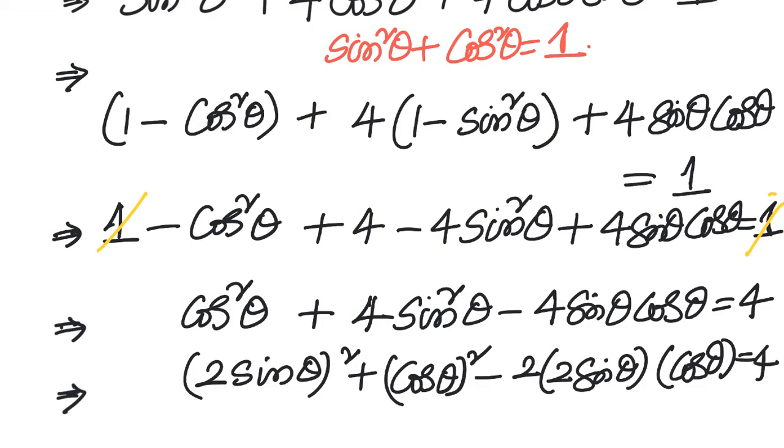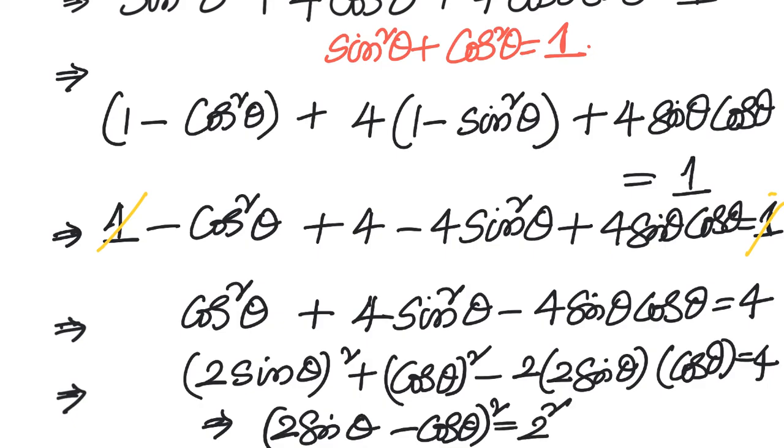That means in the next step we can write down (2 sin theta minus cos theta) whole square equals 2 square. Let us take the square root on both sides. We will get the answer that we need, that is 2 sin theta minus cos theta equals 2.